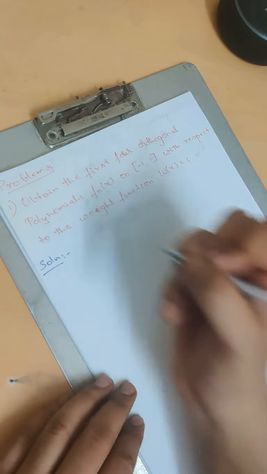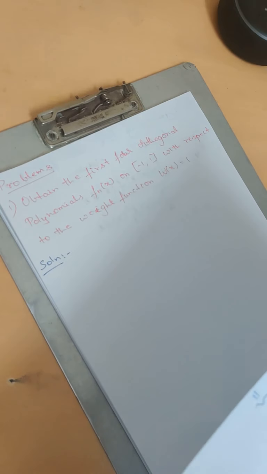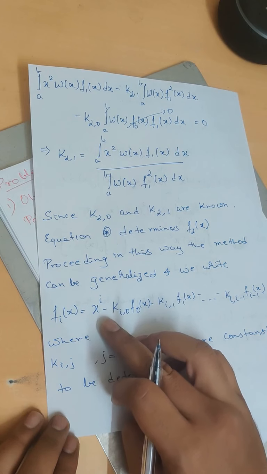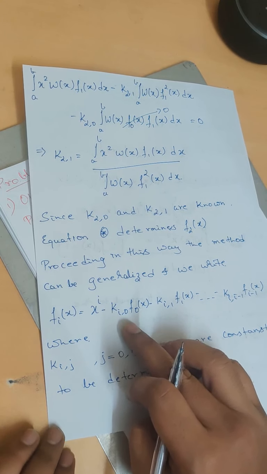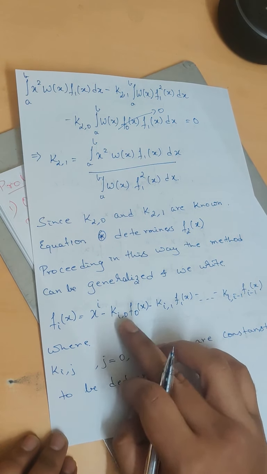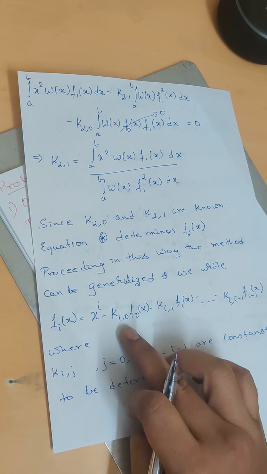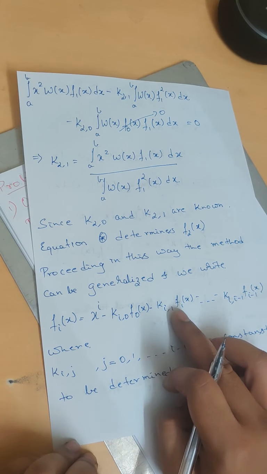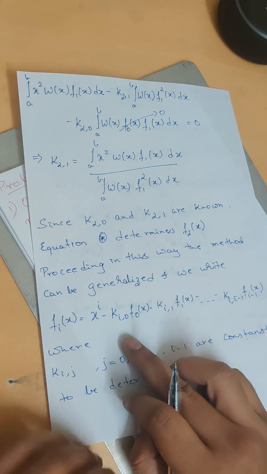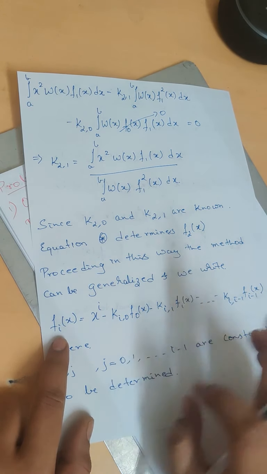While explaining the method, I had taught how to find f1 of x, f2 of x and so on. So here we had f_i of x is equal to x^i minus k_{i,0} f naught of x minus k_{i,1} f1 of x, so on it will continue. To find f_i of x we need k_{i,0} and k_{i,1}. That means it will vary for each one. If k is equal to 0, f naught of x is always 1 by default.